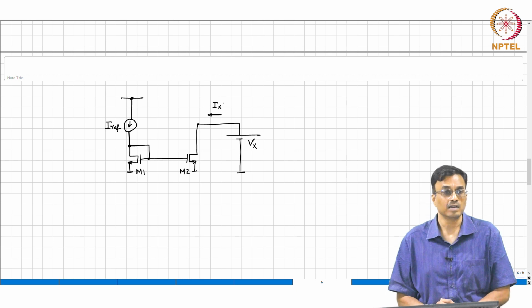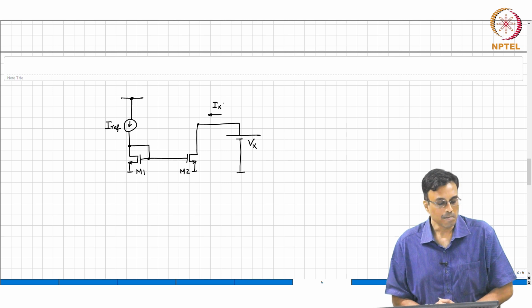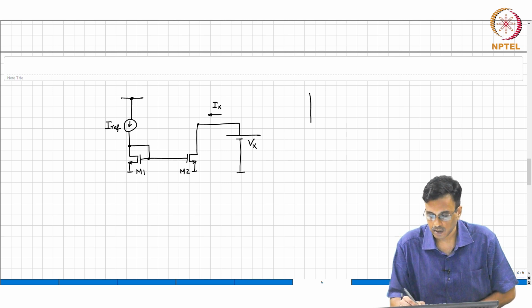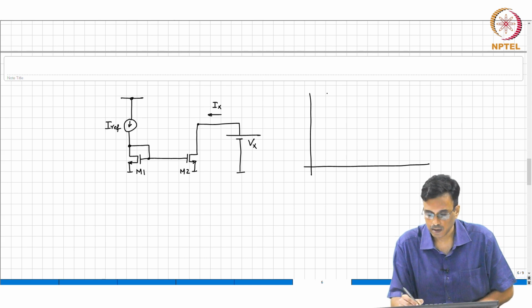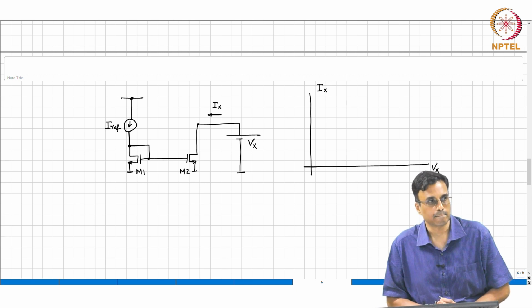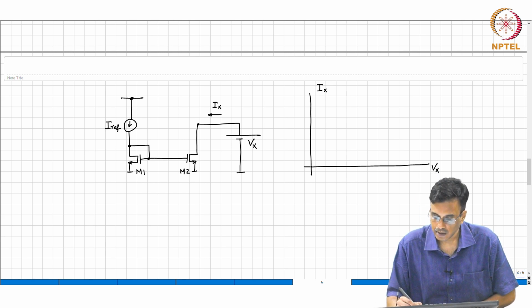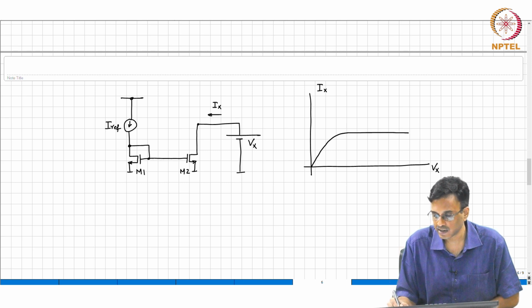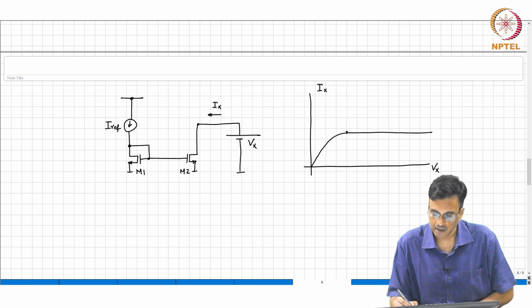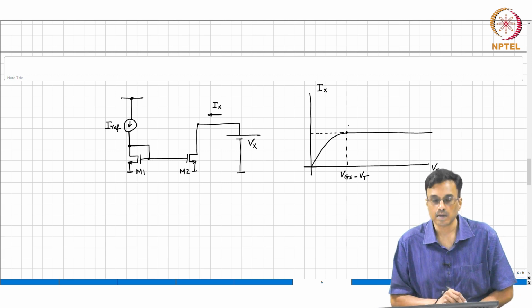But now there is a slight problem. So, if I plot Ix as a function of Vx, what curve should I expect? Ideally, I should expect a constant like that. So, this is that VGS minus VT. And what would this value be? What will that value be?